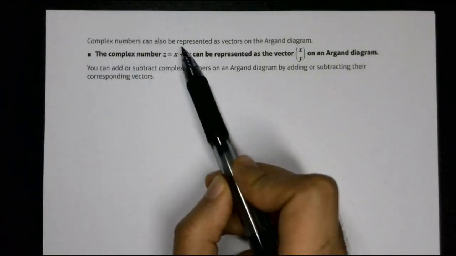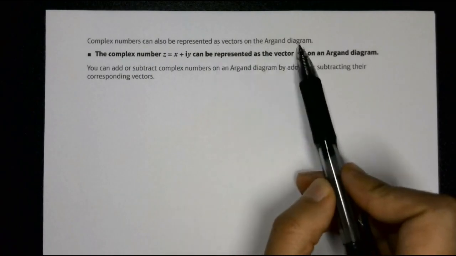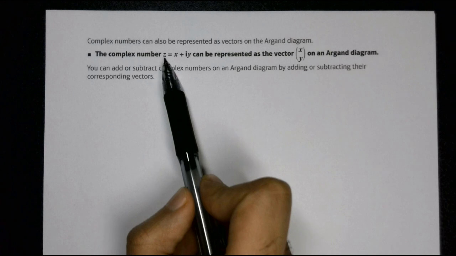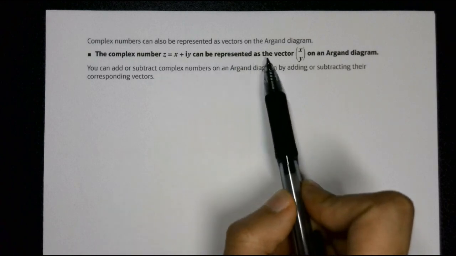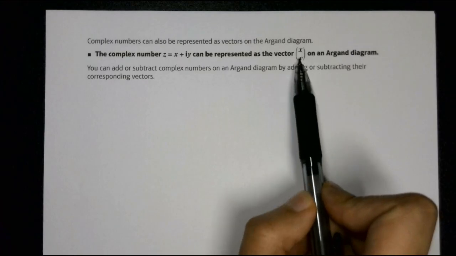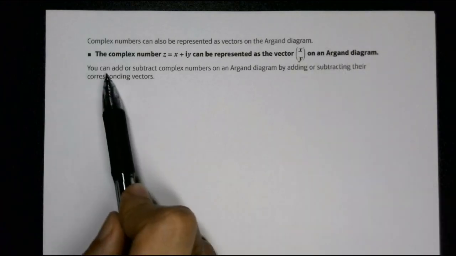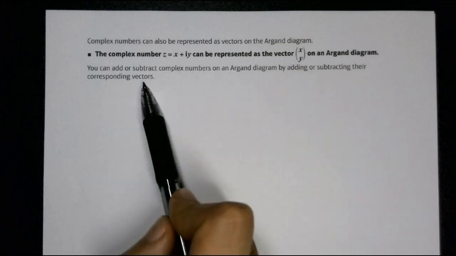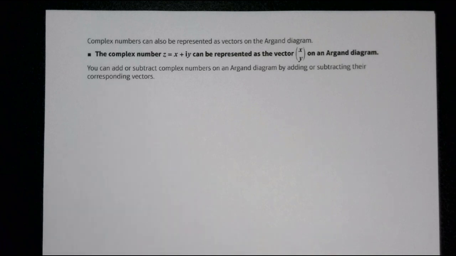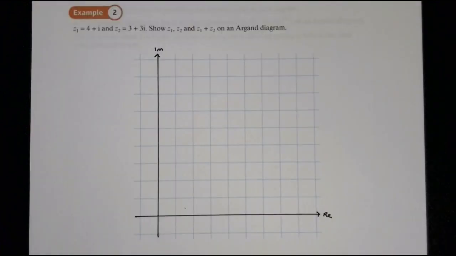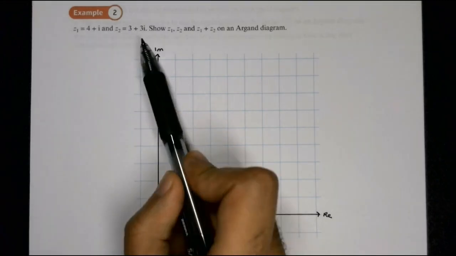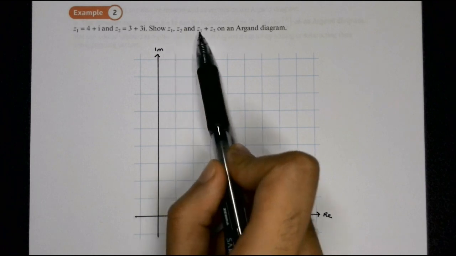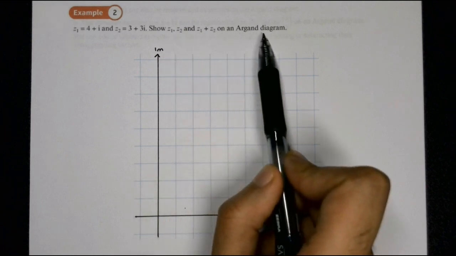Complex numbers can also be represented as vectors on the Argand diagram. The complex number z equals x plus iy can be represented as the vector (x, y) on an Argand diagram. You can add or subtract complex numbers on an Argand diagram by adding or subtracting their corresponding vectors. Example number 2, we have z1 which is equal to 4 plus i, z2 which is equal to 3 plus 3i, and we have to show z1, z2 and z1 plus z2 on an Argand diagram.